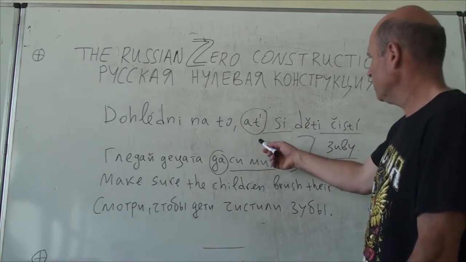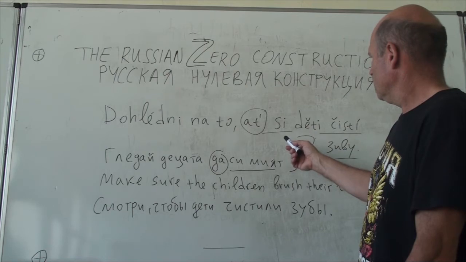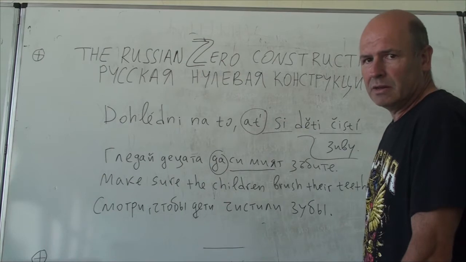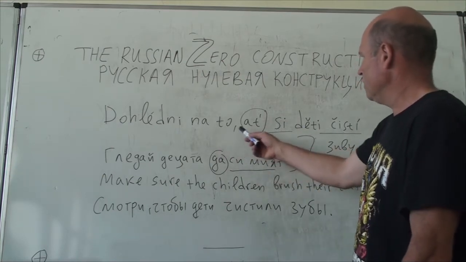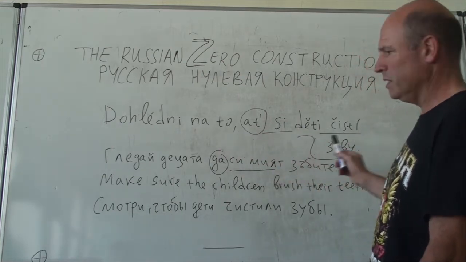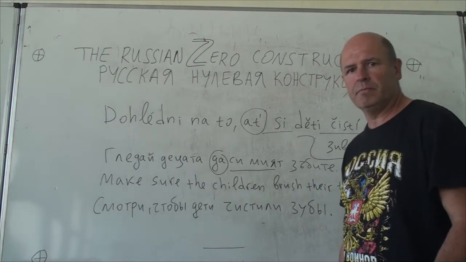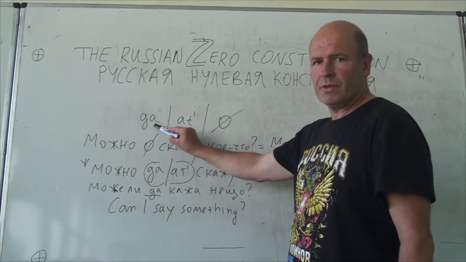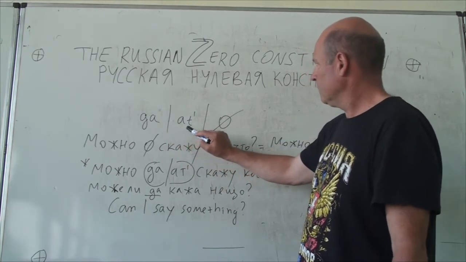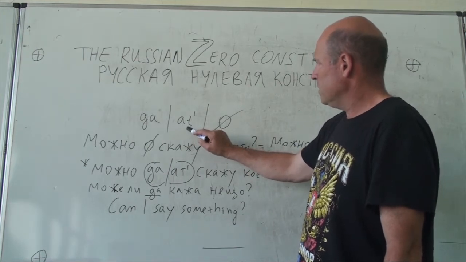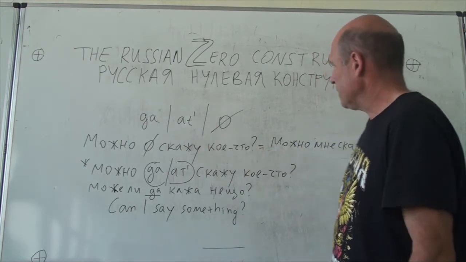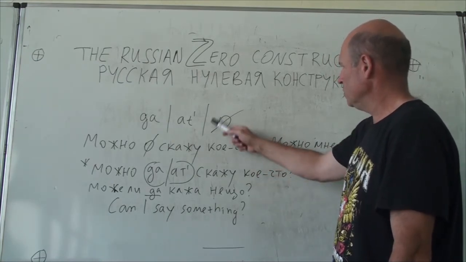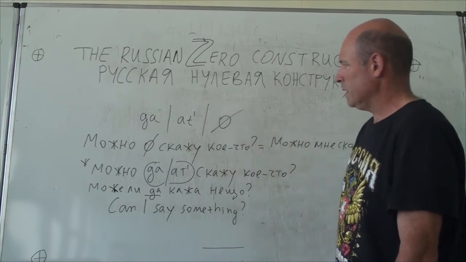In Czech we can say this, replacing the ad construction by subjunctive to. Догледни на то, аби си дети чистили зуби. So, to the South Slavic da, in Czech, we see at, and in Russian, there is a zero conjunction, which I designate like this.